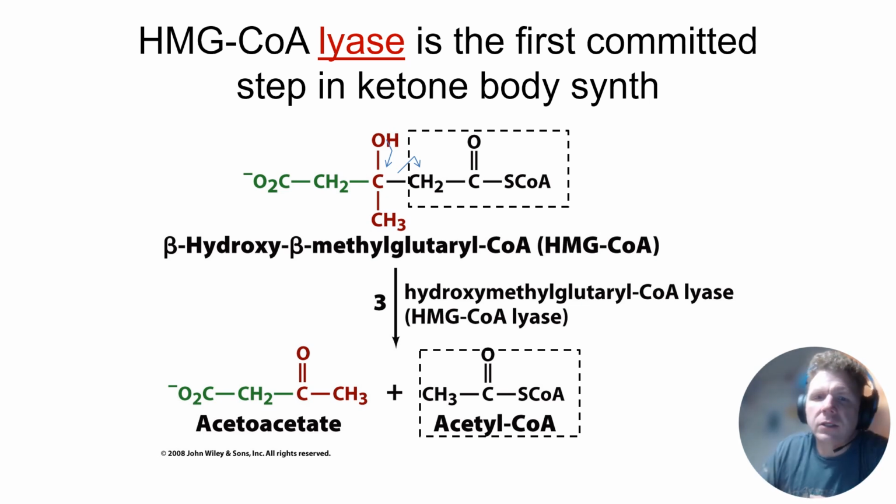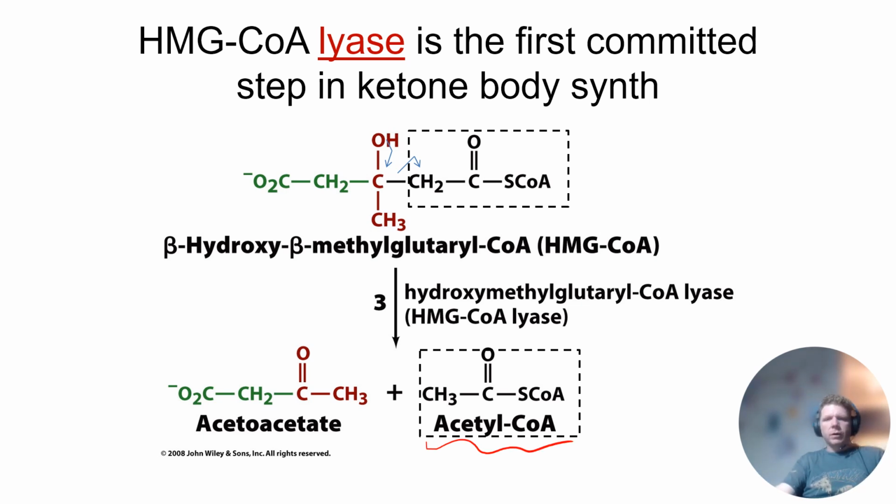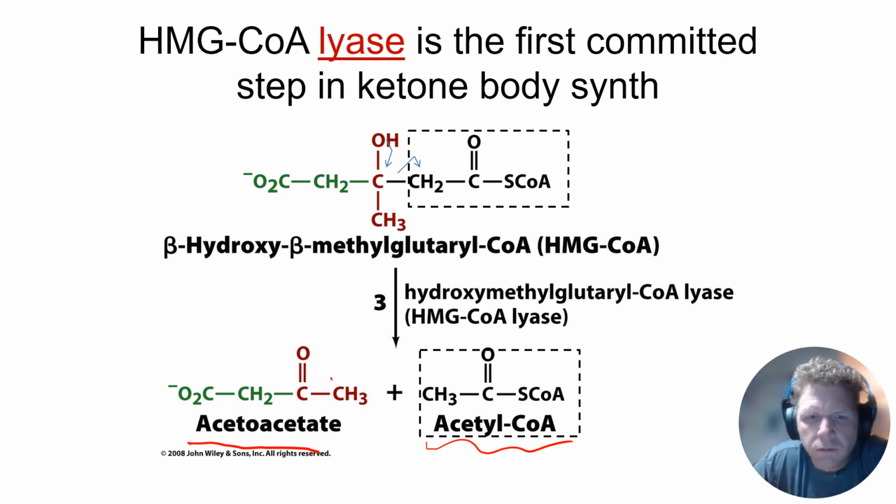HMG-CoA lyase is the first committed step in ketone body synthesis. With this enzyme, beta-hydroxy-beta-methylglutaryl-CoA lyase, what it's going to do is remove acetyl-CoA, one of our first 2 original acetyl-CoA molecules, and we're going to end up with acetoacetate. So acetoacetate is 1, 2, 3, 4 carbons.